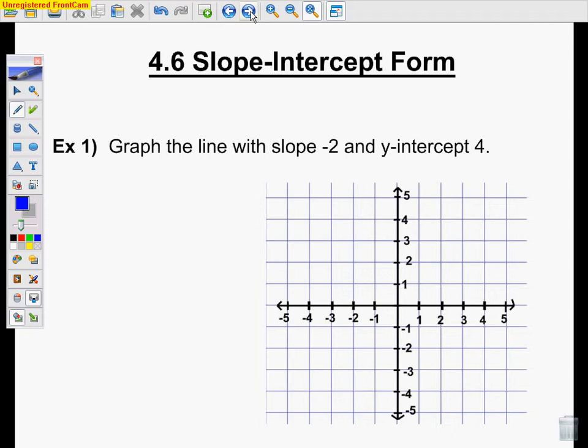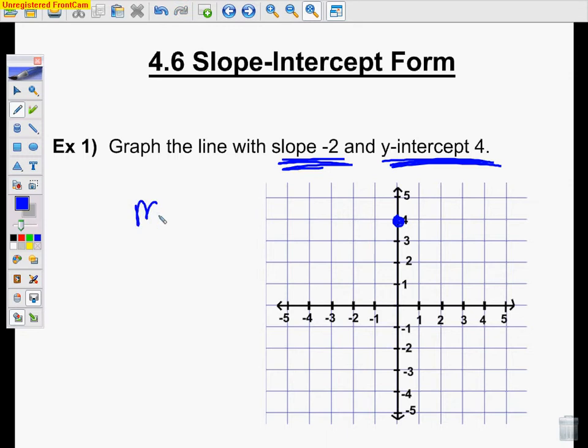So here we see that we want to graph the line with a slope of negative 2 and a y-intercept of 4. Okay, so the slope is negative 2 and the y-intercept is 4. Well, let's graph the part about the y-intercept first. Okay, we're going to talk about that first. Alright, so if the y-intercept is 4, that means that's the point right here.